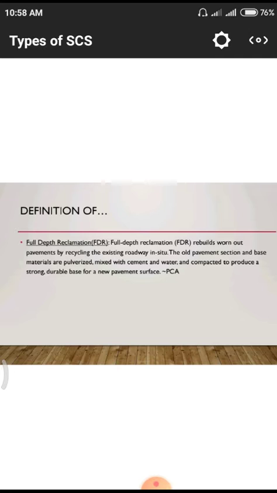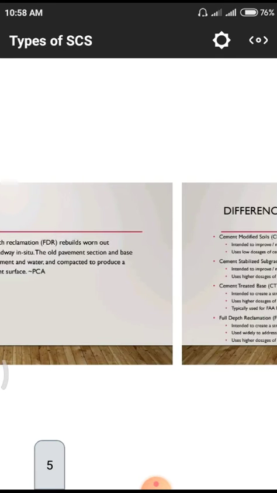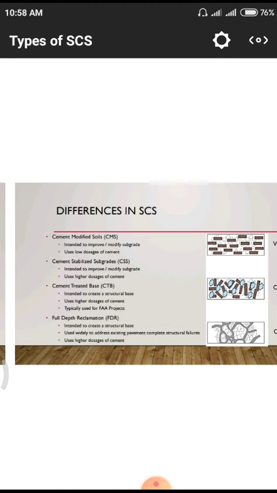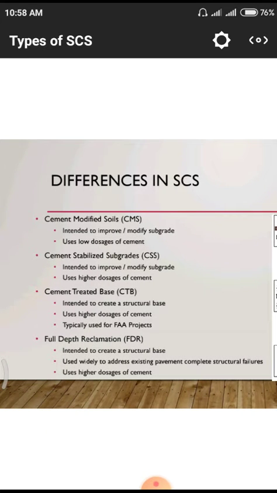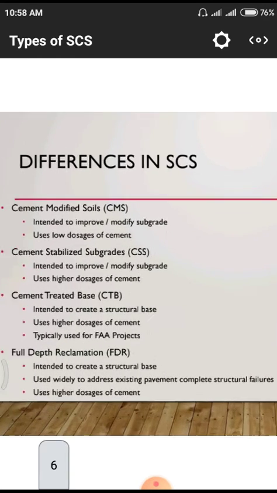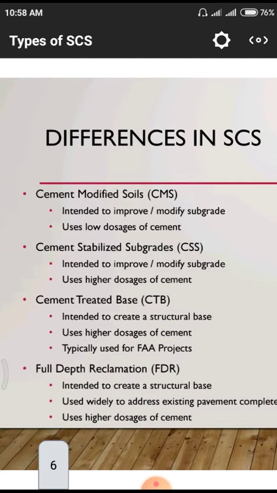But in case of previous conditions, they are choosing only some top layer, 1 inch or 2 inch purposes. Here we are going for full depth, whatever the content of road is there, the total road is rebuilt by existing soil conditions, that means existing materials. What are the differences in soil cement stabilizations? Totally four conditions we are having.